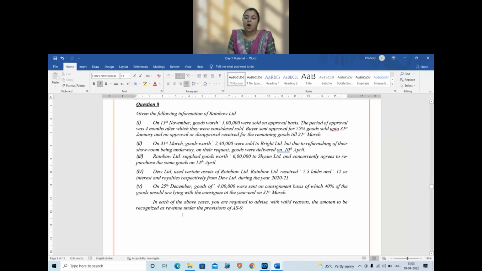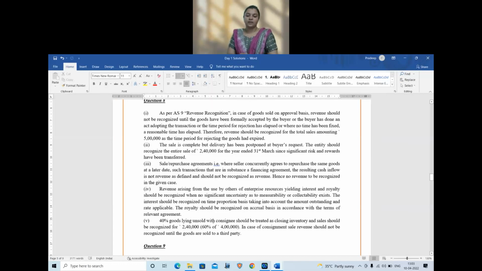Fifth, on December 25th, goods of 4 lakhs were sent on consignment basis, of which 40% of the goods unsold are lying with the consignee. The consignee acts as an agent to the seller. Therefore, the risk and rewards are not effectively transferred. That is the point you need to convey. 40% of the goods unsold with the consignee should be treated as closing inventory. Sales should not be recognized.